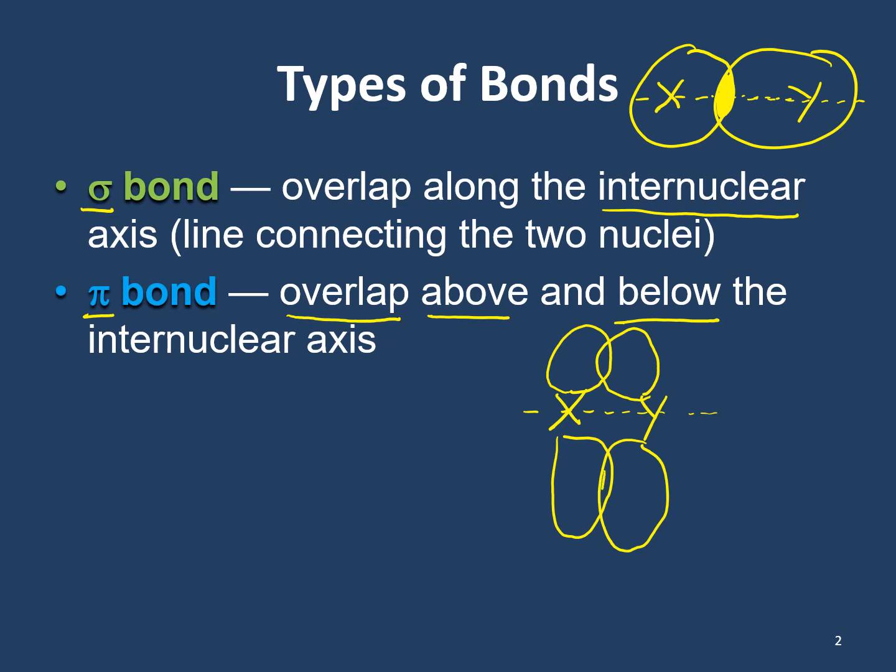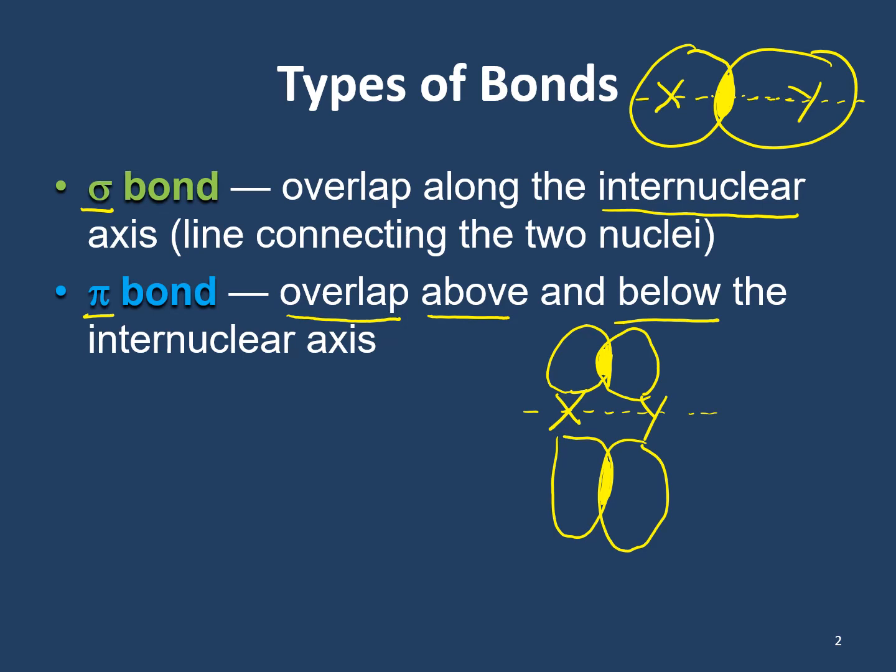You can see our overlap is occurring both below and above the internuclear axis. And this is where we have two p orbitals side by side overlapping. This would be considered a pi bond. And so we can break down all of our bonds into either a sigma bond or a pi bond when we're talking about covalent bonds.